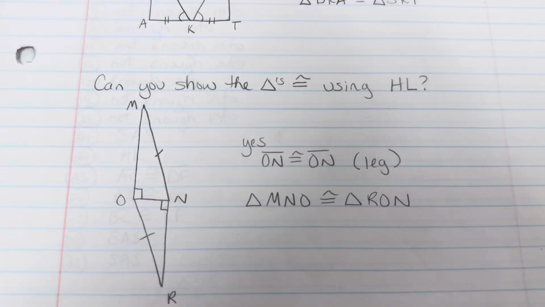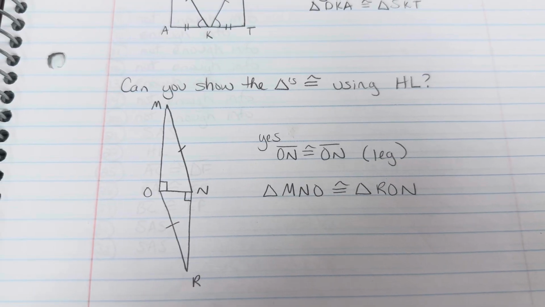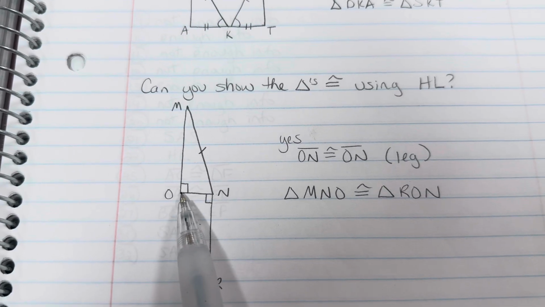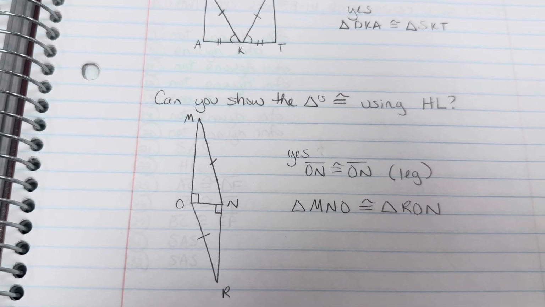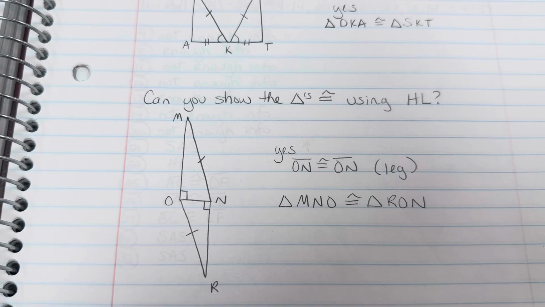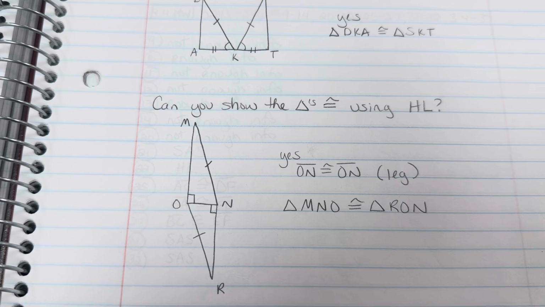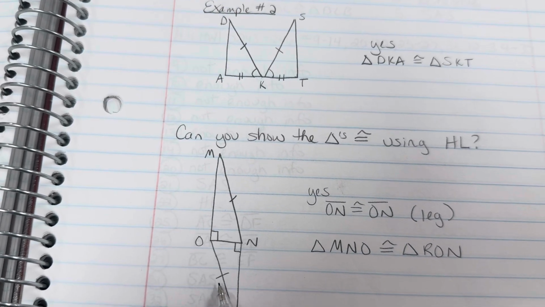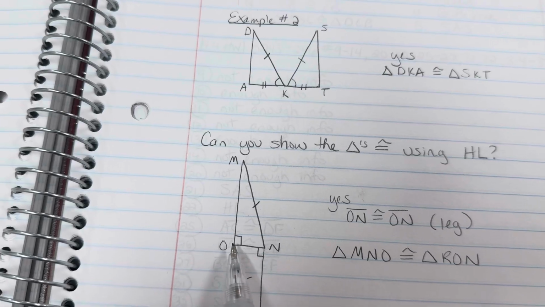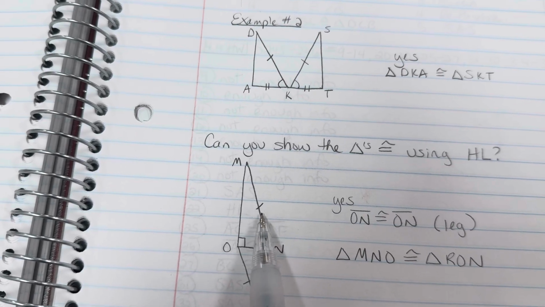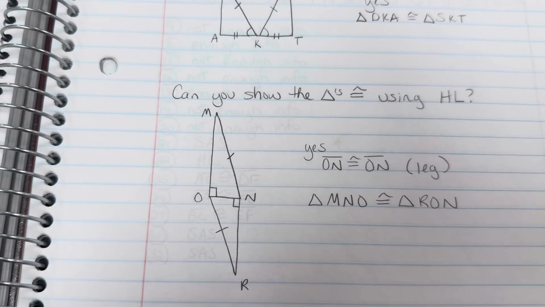Can I show these triangles are congruent using hypotenuse leg? So first off, I see that they are right triangles, so I can potentially use hypotenuse leg. The next thing I need to look at is whether my hypotenuses are congruent and one of the legs are congruent. So here's my hypotenuse OR, which is directly across from my 90 degrees, is congruent to this hypotenuse, which is MN. So the hypotenuses are congruent.